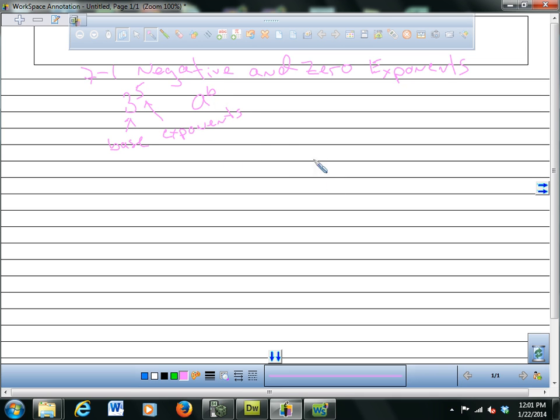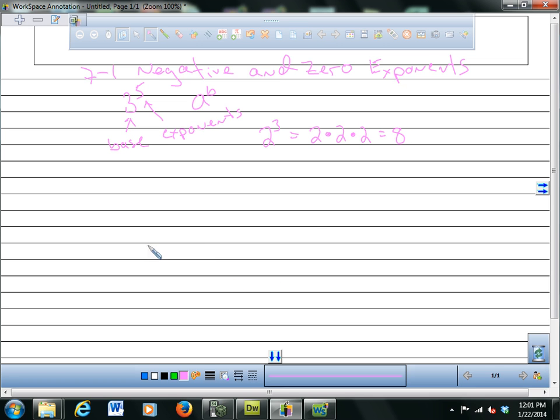So do you guys know what 2 to the 3 power means? What does 2 to the 3 power mean, Jordan? 2 times 2 times 2. Right, that means 2 times itself 3 times. So that means 2 times 2 times 2, which is equal to 8.